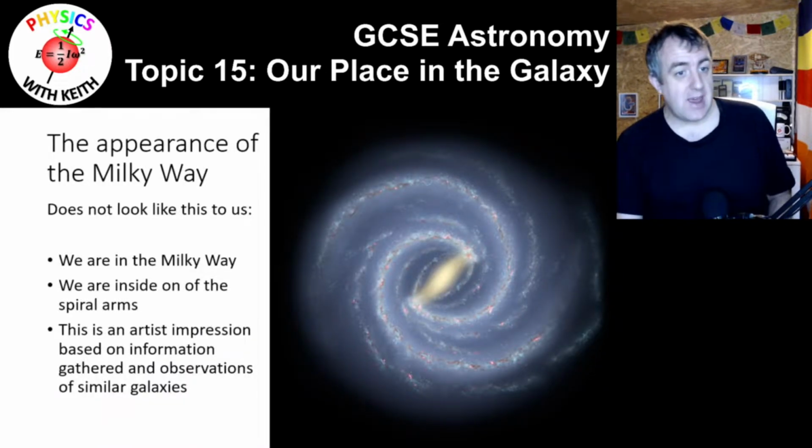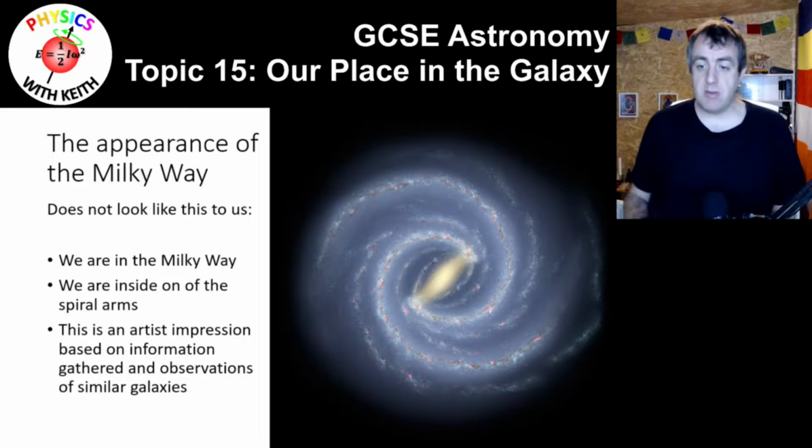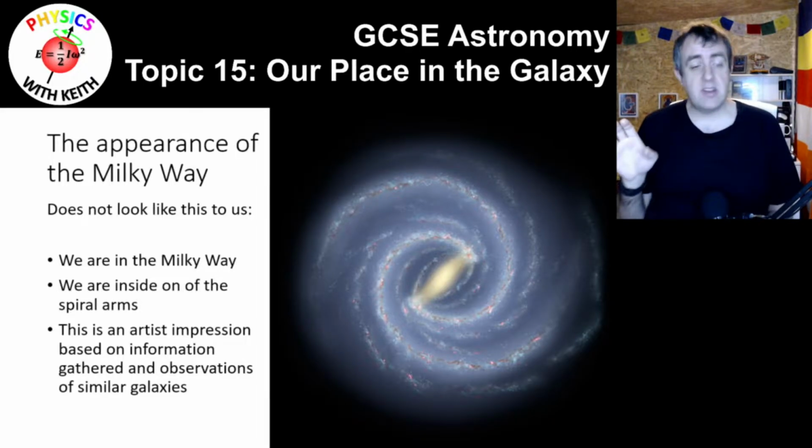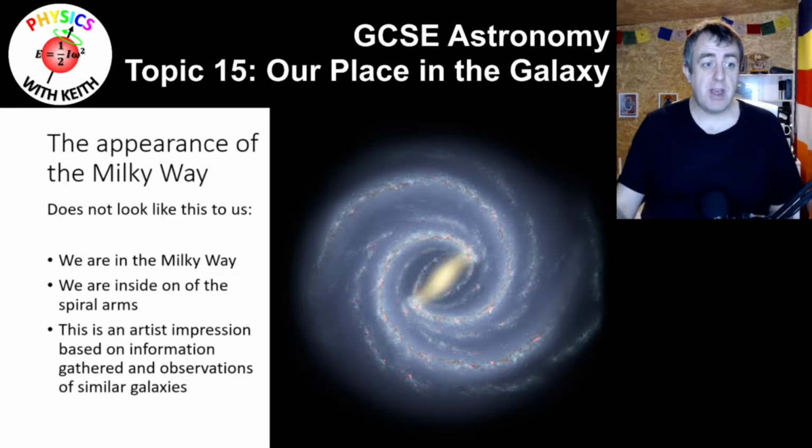First of all, we're going to look at the appearance of the Milky Way. Now, to us, the Milky Way does not look like this because we are in the Milky Way. So there's no way we could see it from this particular point of view. We are on one of the spiral arms, and we've seen other galaxies with spiral arms, and so we can make certain predictions about what our galaxy would look like if viewed from a great distance away, or if viewed from outside our galaxy, which is what this image is trying to show. But it is an artist's impression.